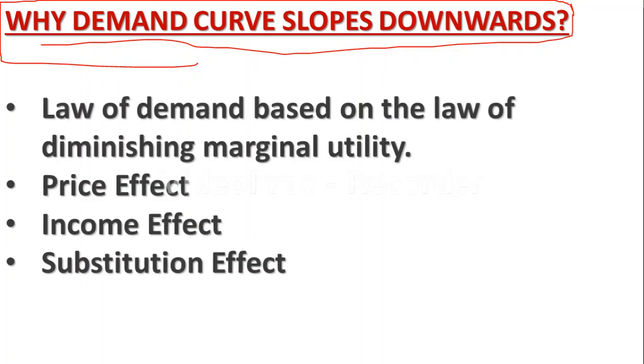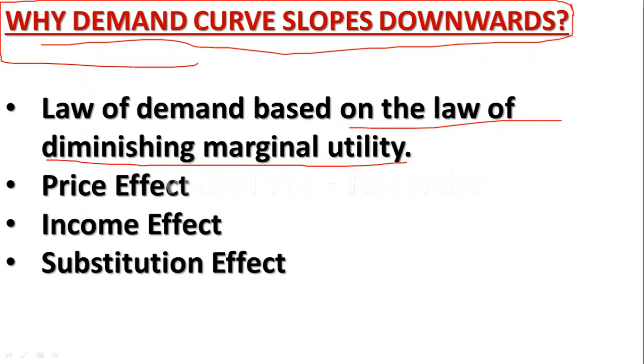There are also some other reasons. The first one is the law of demand based on the law of diminishing marginal utility. Because of this, the demand curve is going to slope downwards because of the price effect, income effect, and also substitution effect. Because of all these reasons, the demand curve is going to slope downwards.